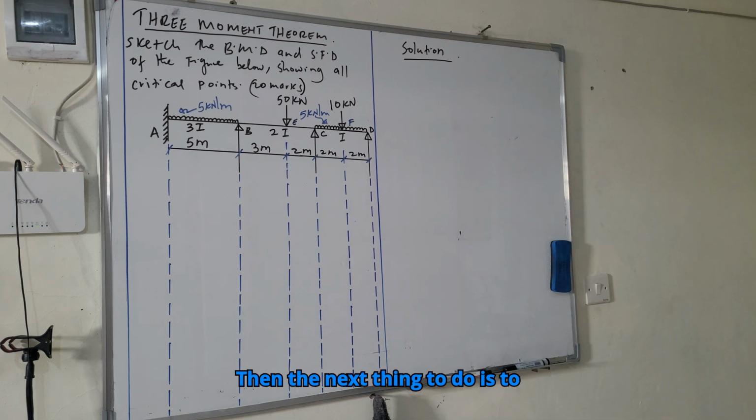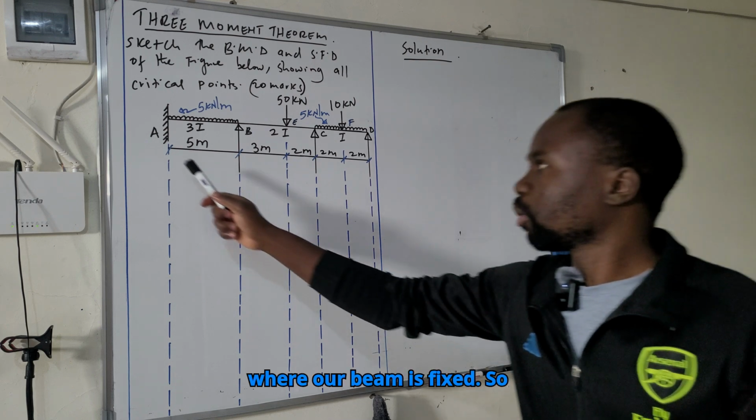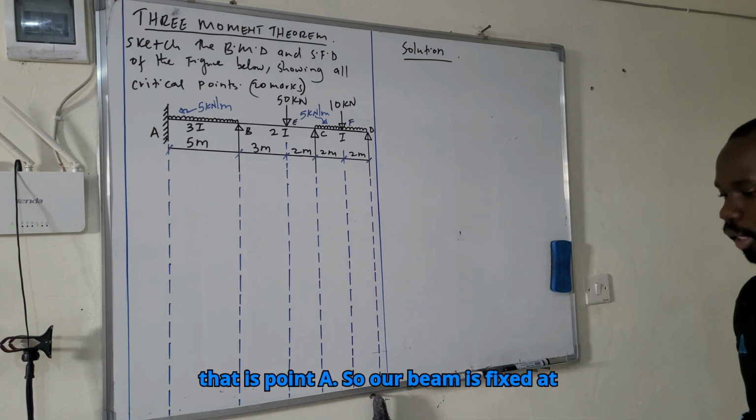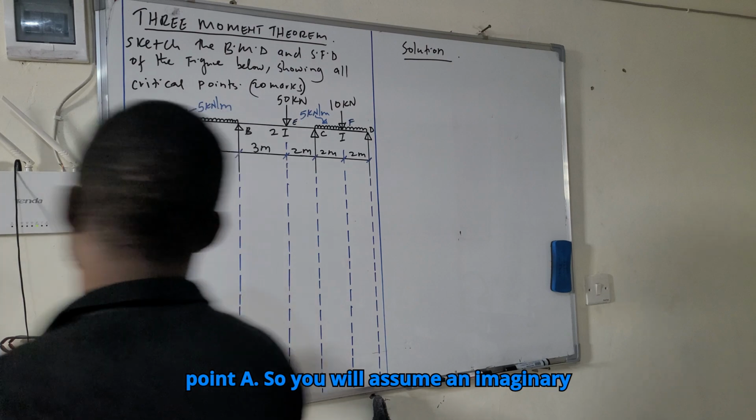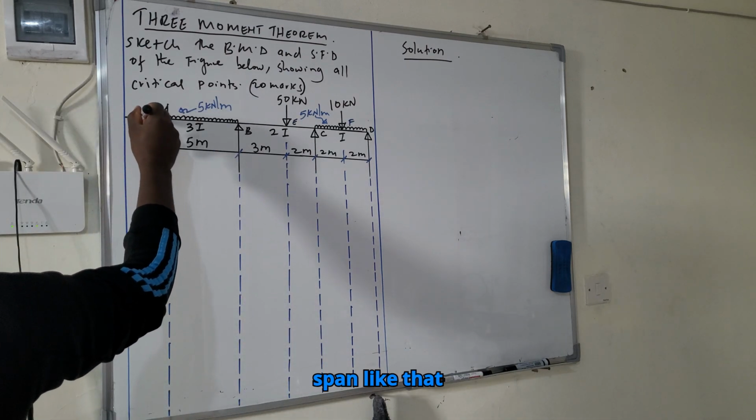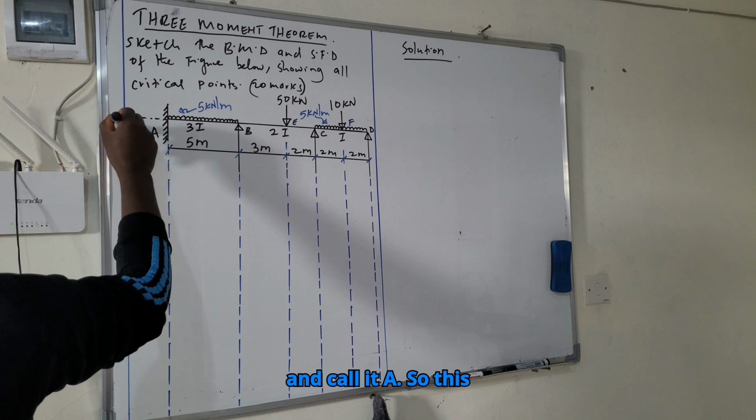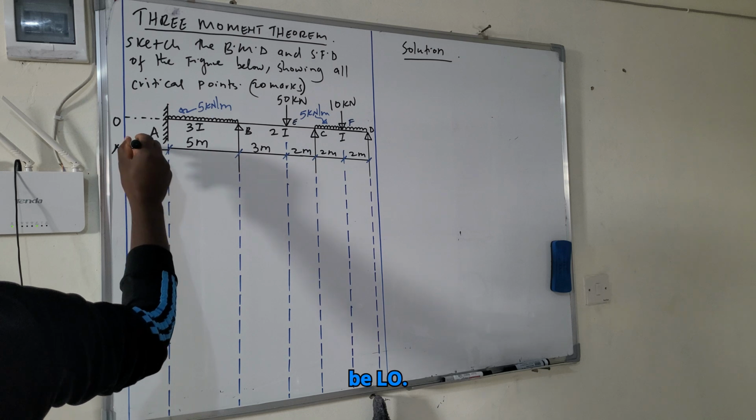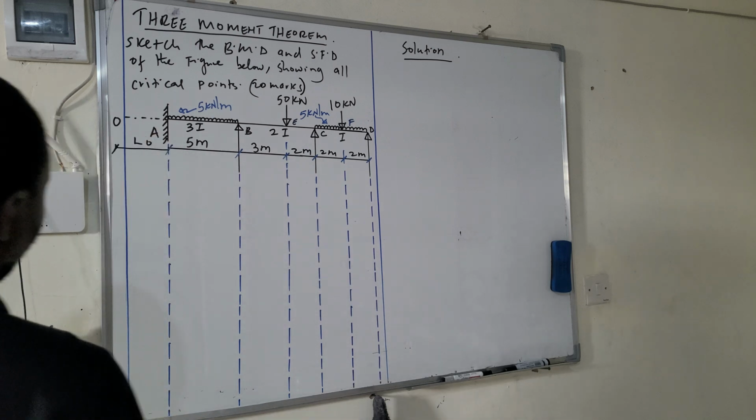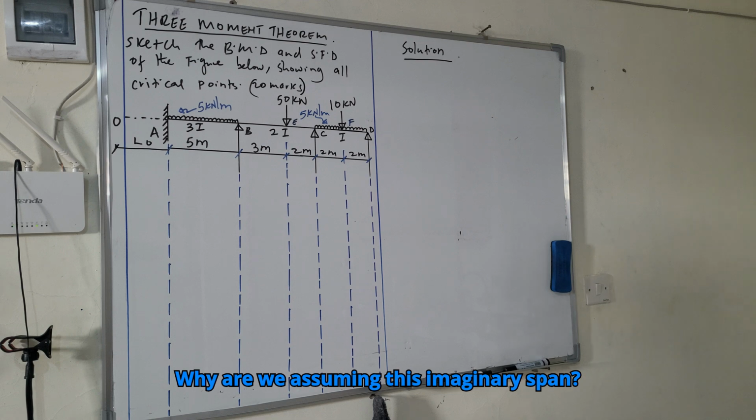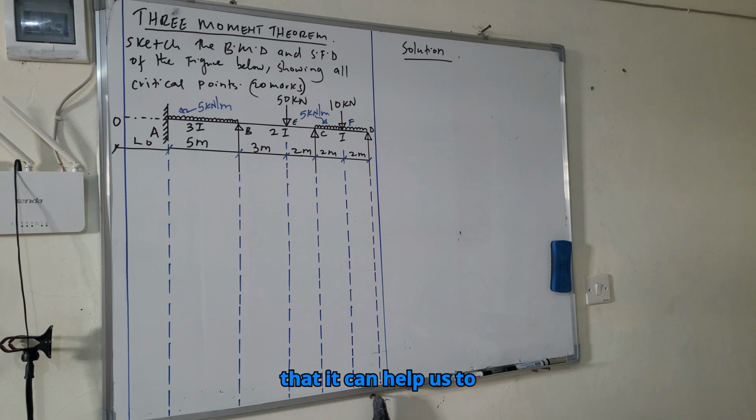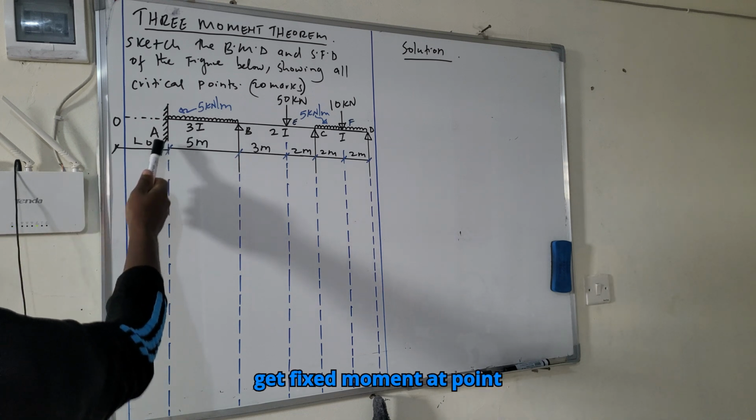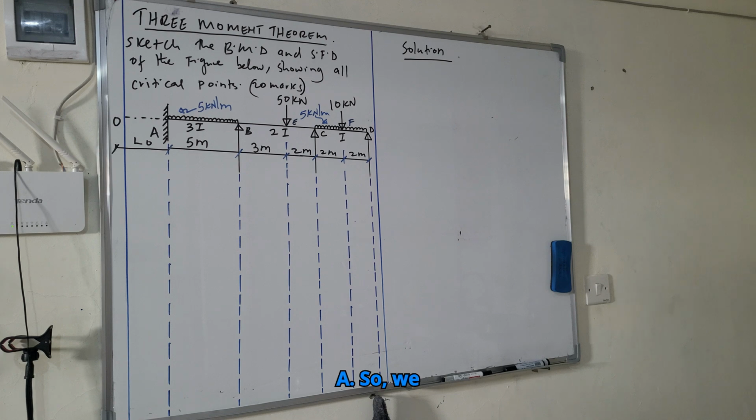Then the next thing to do is to extend an imaginary span where our beam is fixed. That is point A. Our beam is fixed at point A, so you will assume an imaginary span like that and call it A. This distance will be L0. Why are we assuming this imaginary span? We are assuming this imaginary span so that it can help us to get the fixed moment at point A.